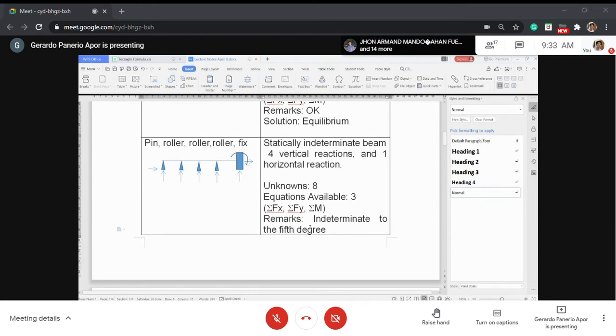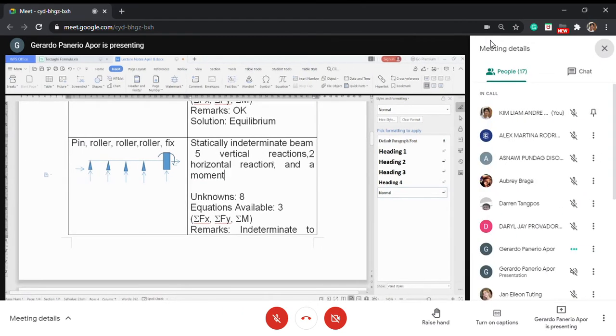But if you intend to solve not by matrix, you can solve it in the classical manner. So you do what we call the elimination method, by elimination. Okay. So that means there will be 1, 2, 3, 4, 5 vertical reactions, 2 horizontal reactions, and a moment. So that makes 5 in a moment.